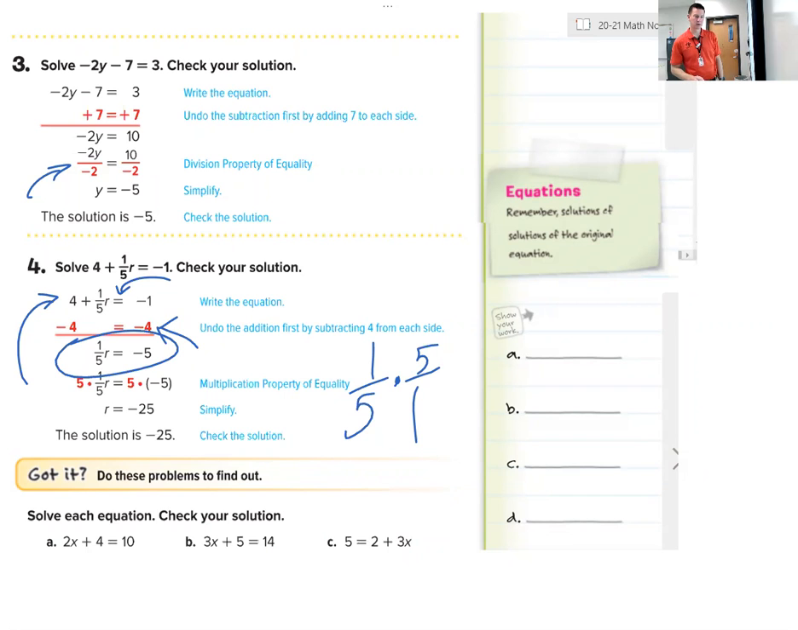You're good, Lily. So we multiply both sides by 5. 5 times negative 5, we have a positive times a negative, so our product is going to be negative. So our solution is negative 25.